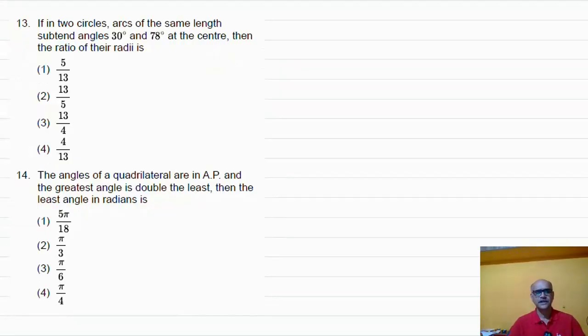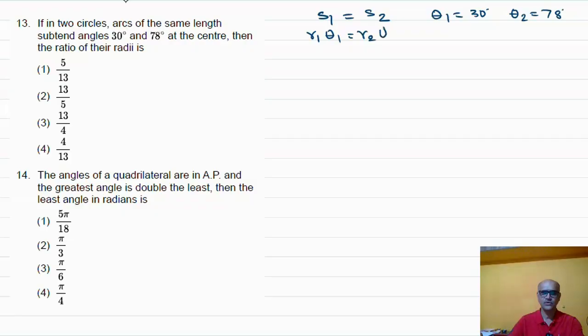13th: if in two circles, arcs of the same length, S1 is equal to S2, subtend angles theta 1 equal to 30 and theta 2 equal to 78. You are required to find the ratio of their radii. So I will write R1 theta 1 is equal to R2 theta 2. So R1 by R2 is equal to theta 2 by theta 1. Substitute, you will have the answer. Theta 2 is 78, theta 1 is 30.